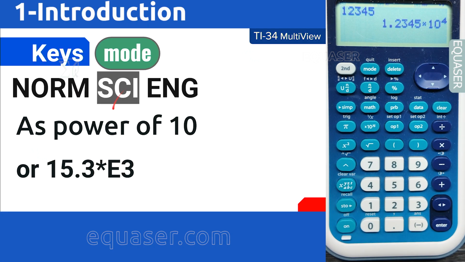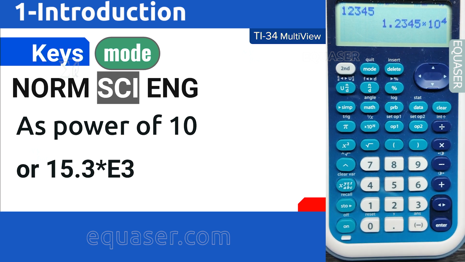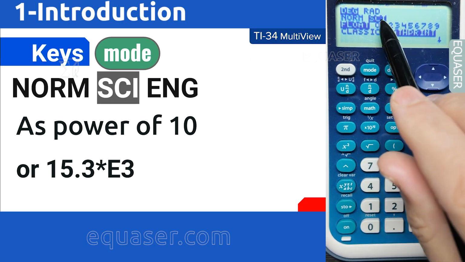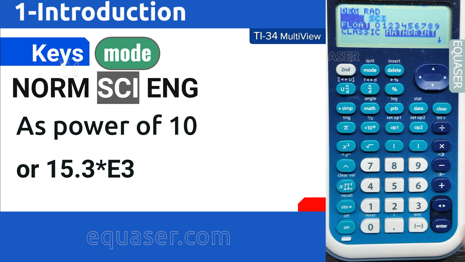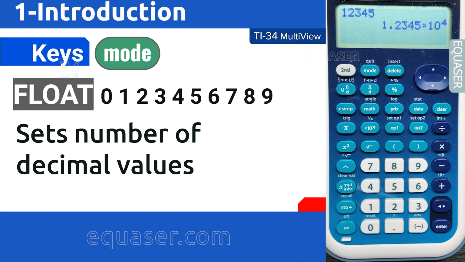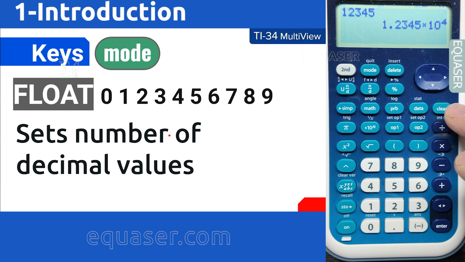Or sometimes it will be displayed e to the power 3, e to the power of something. So e means also exponent, that means times 10 to the power. Now let's change it back, mode and down, and let's move. Now the cursor is in here, just press enter. The selection went there, and it's back to normal. Float is setting the number of decimal values that we can display.